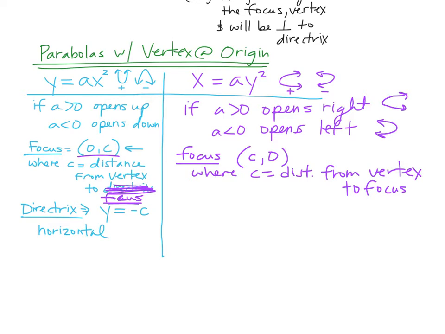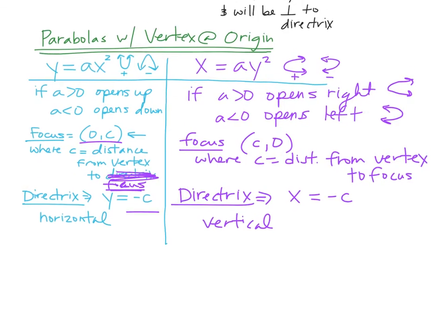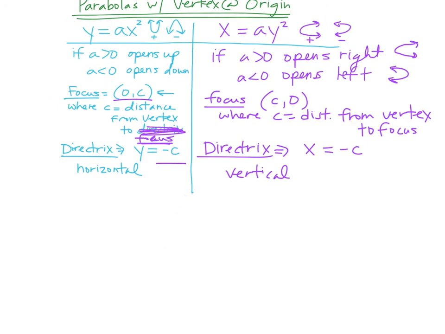Okay, the directrix here. Your directrix, this was a horizontal line. This is going to be a vertical line for your directrix. So think about what a vertical line is. It's always x equals something, and it's still an opposite of C like we did over here. Okay, so a lot that's the same, but also stuff that is definitely different.